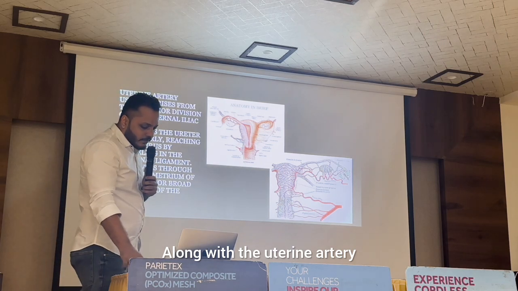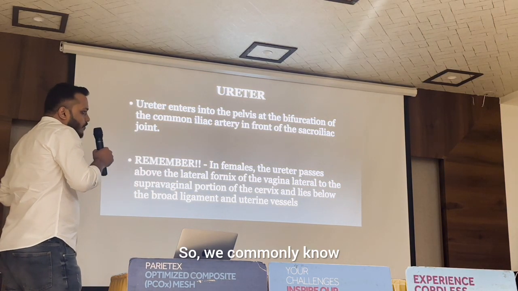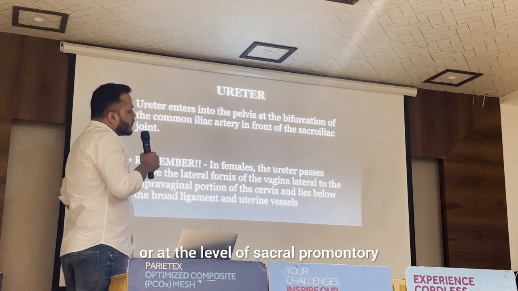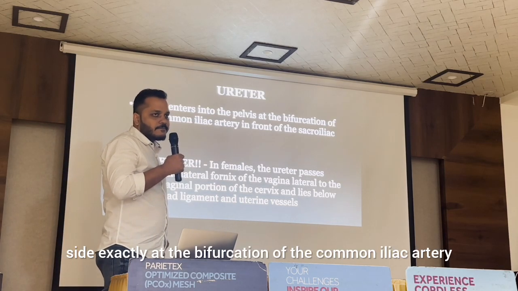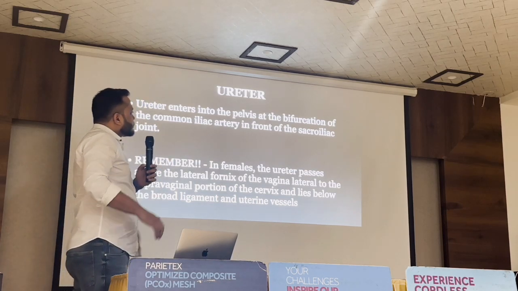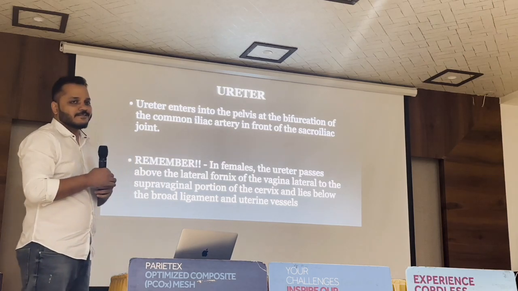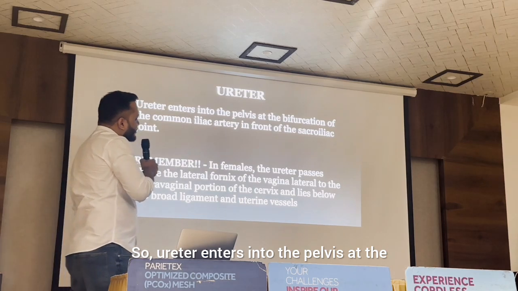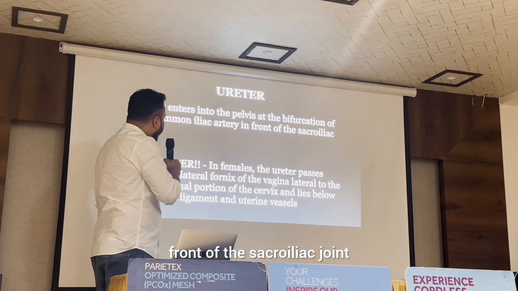Along with the uterine artery, the ureter also is very important. So we commonly know that at the level of S1 or at the level of sacral promontory, the ureter crosses from lateral to medial side exactly at the bifurcation of the common iliac artery. The ureter enters into the pelvis at the bifurcation of the common iliac artery in front of the sacroiliac joint.